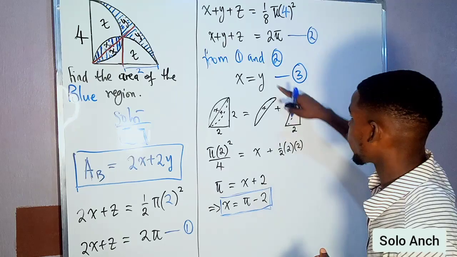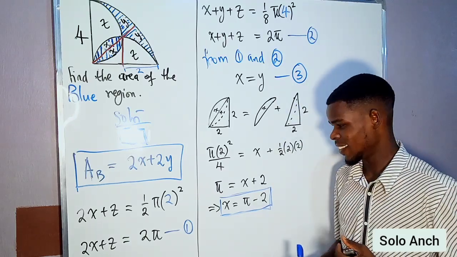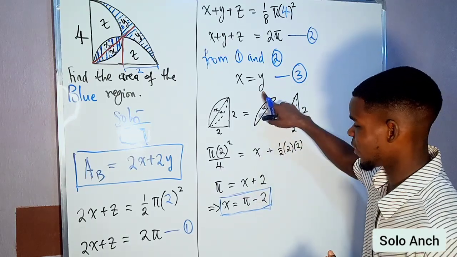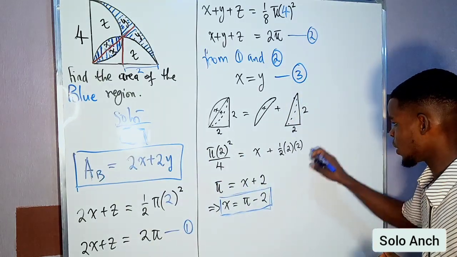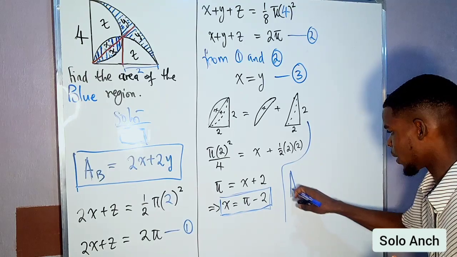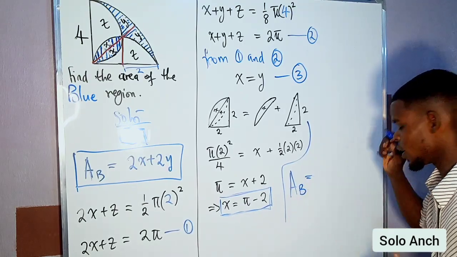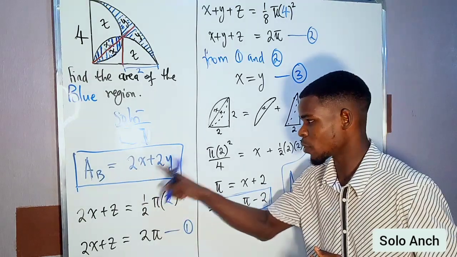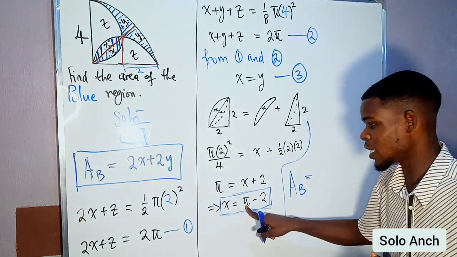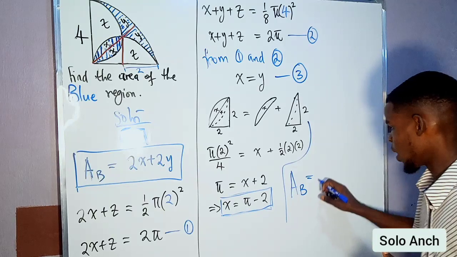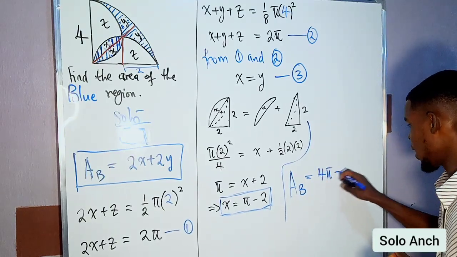In other words, we've also gotten something for y. So we can say, therefore, that the area of the blue region is going to be 2x plus 2y, but x and y are the same from equation 3. That means we take 4 times this. That will be 4 pi minus 8.